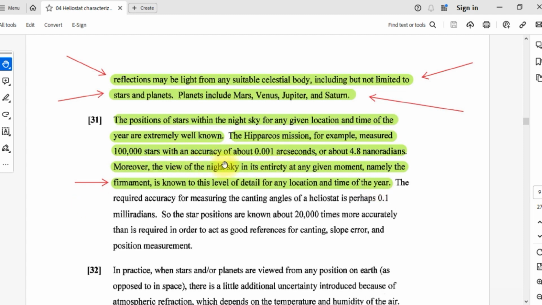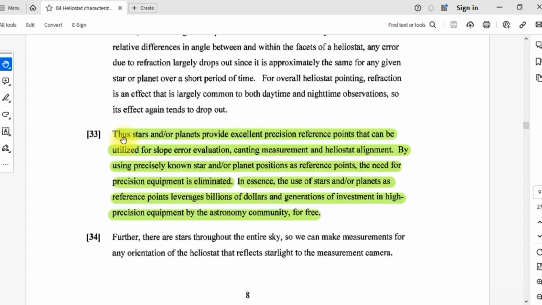So there are no changes in the position of the stars. They are fixed. They're not expanding as the heliocentric model has it, out of an explosion called the Big Bang. All stars are fixed and rotate over a flat, non-rotating Earth. Thus, stars and planets provide excellent precision reference points that can be utilized for slope error evaluation, canting measurement, and heliostat alignment. By using precisely known star and planet positions as reference points, the need for precision equipment is eliminated.